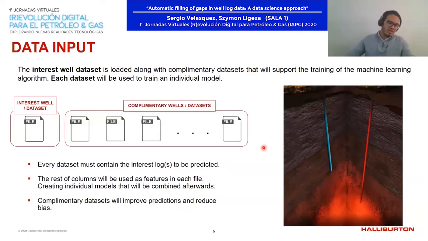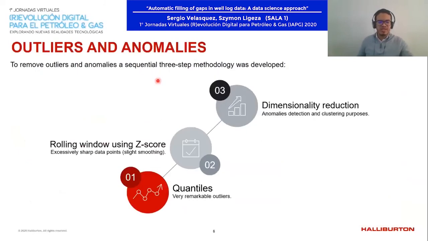Okay, so every data set must contain the interest log to be predicted. The columns from the other files will be used as features, and these complementary data sets will improve your prediction. Okay? So once you understand the data input, you go to outliers and anomalies. As I told you, I think this is the most critical step because this data is very sensitive, it's very spiky. You have a lot of peaks.